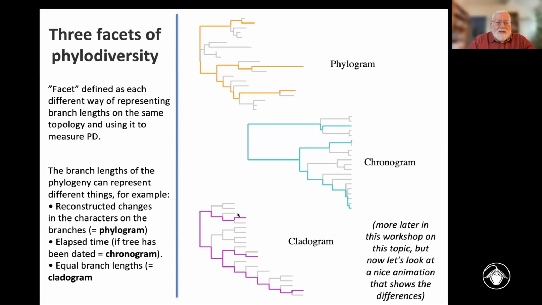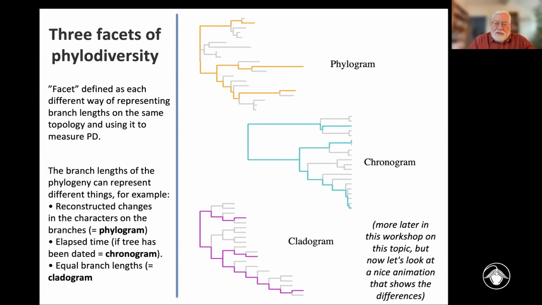Or a third major way of looking at the branch lengths is to consider them all equal. So don't worry about either of these and just say, okay, all these branches are the same. And I've highlighted a PD measured on these different types of topologies, and they're different.